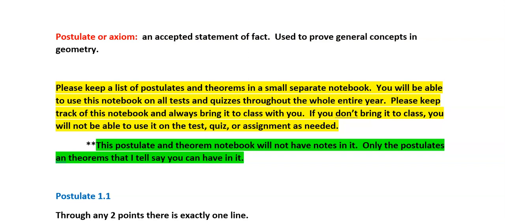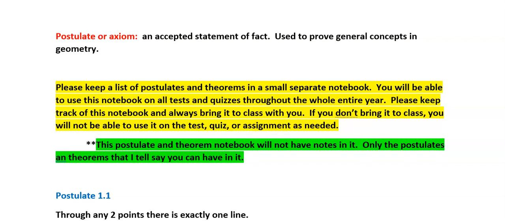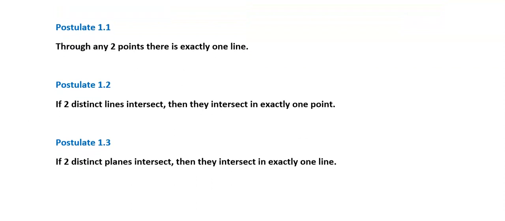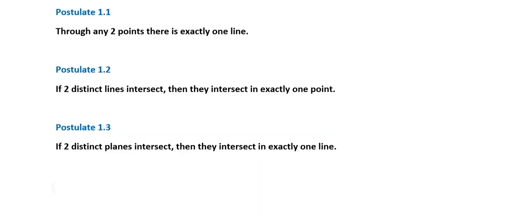Generally, you get to do the words only. There are a few that I allow you to do the picture, but not all of them. So generally, it's words only, and I will have them in the notes so you know exactly what you need to write. So postulate 1.1, through any 2 points, there is exactly one line. Postulate 1.2, if two distinct lines intersect, then they intersect in exactly 1 point. Postulate 1.3, if two distinct planes intersect, then they intersect in exactly one line.